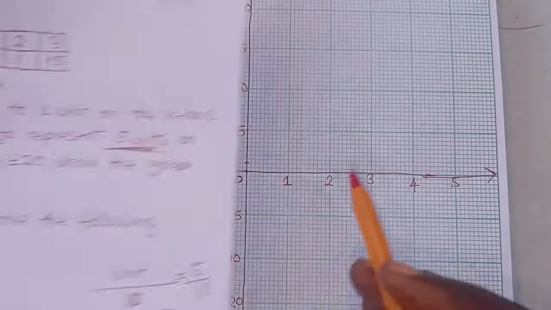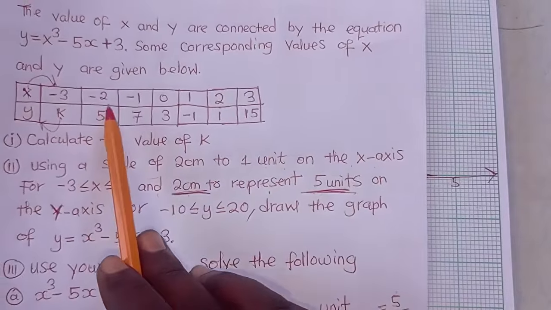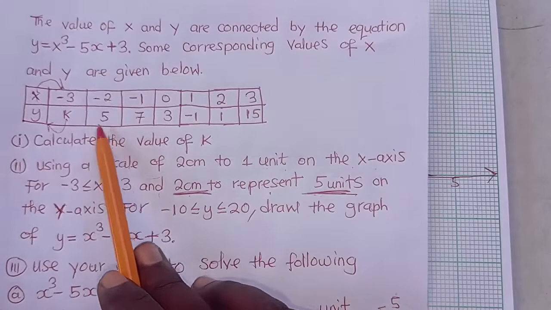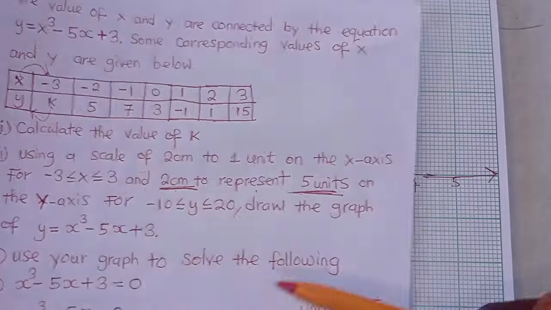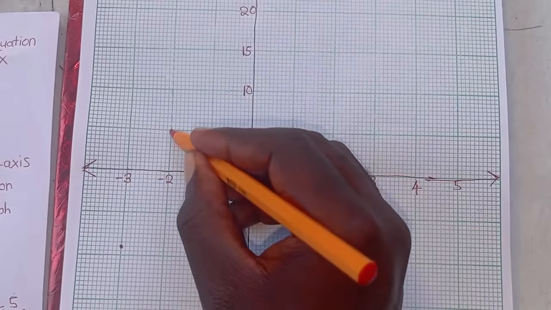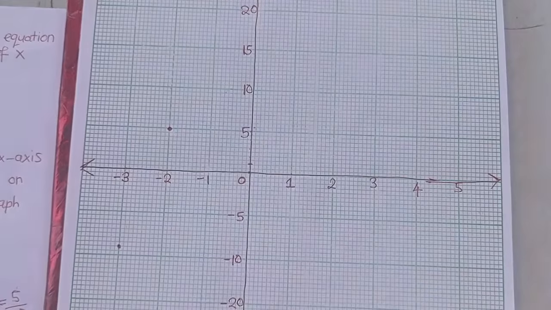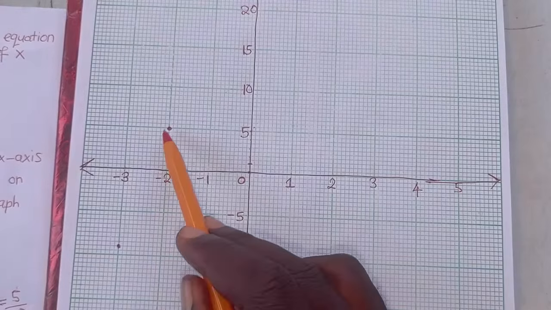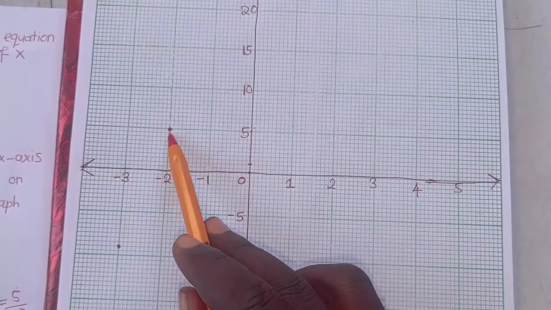The next value I check is negative 2, 5. Negative 2 is here, and I go to where 5 is. 5 is there, so that is too simple. I just do that: negative 2 here, 5 is there. So the point is there.